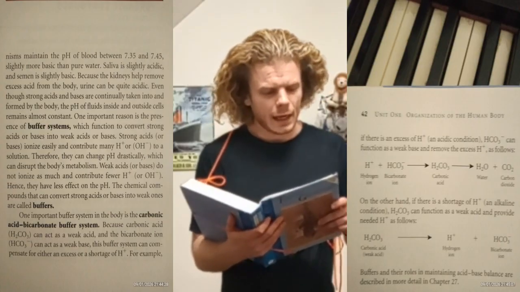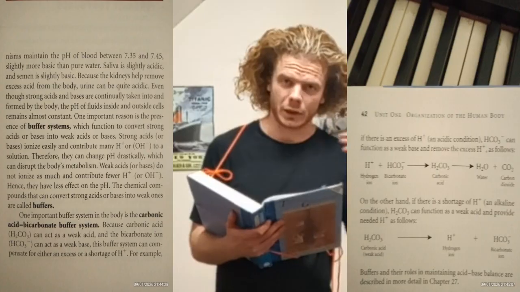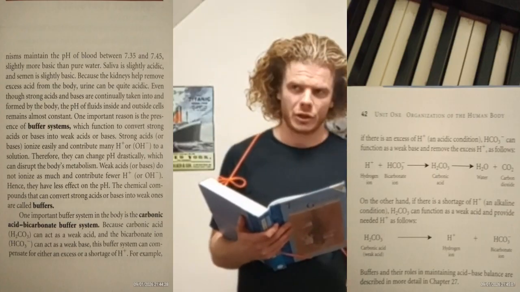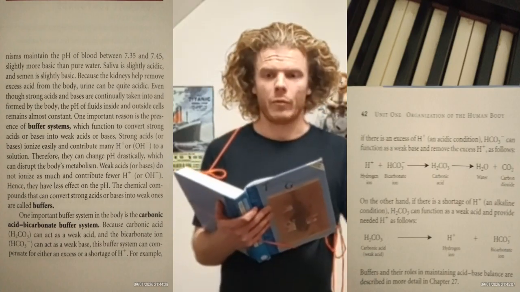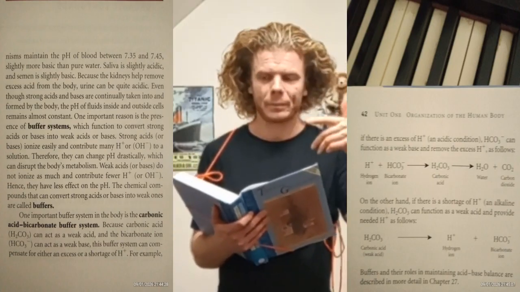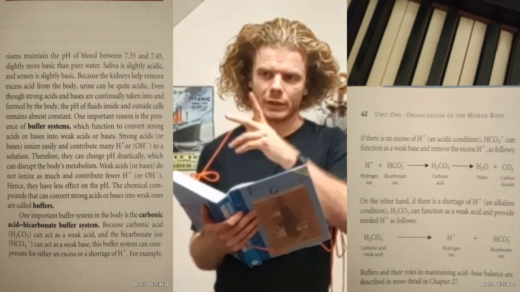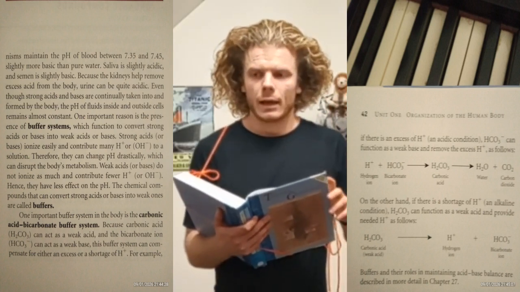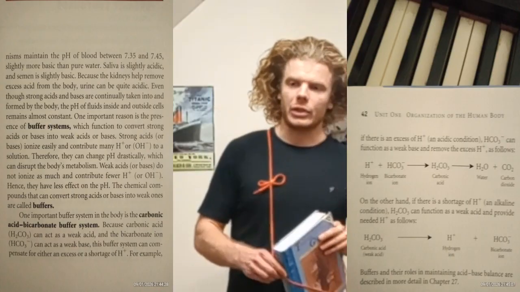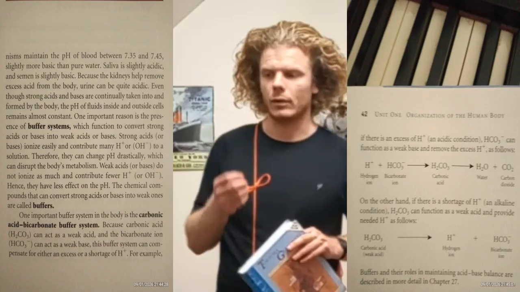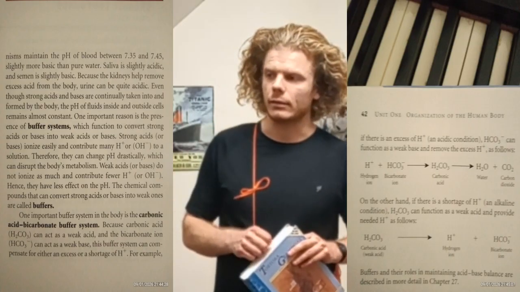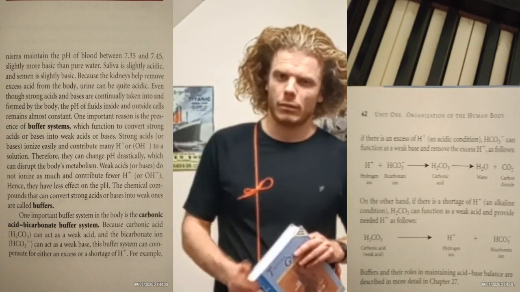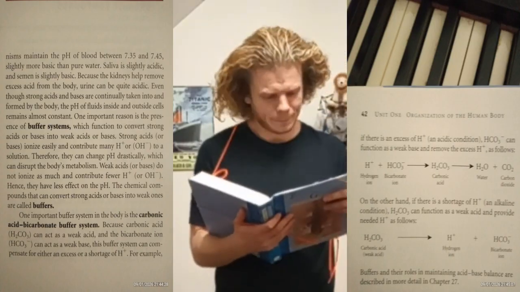And you're going to explain, if there's too much H+, so too much acid, then the bicarbonate ion, HCO3-, can take such an H+ and combine with it. Now it becomes H2CO3, and that can be formed into H2O and CO2. And if there's too little H+, then such an H2CO3 can break up into H+ and then the bicarbonate ion again, HCO3-.